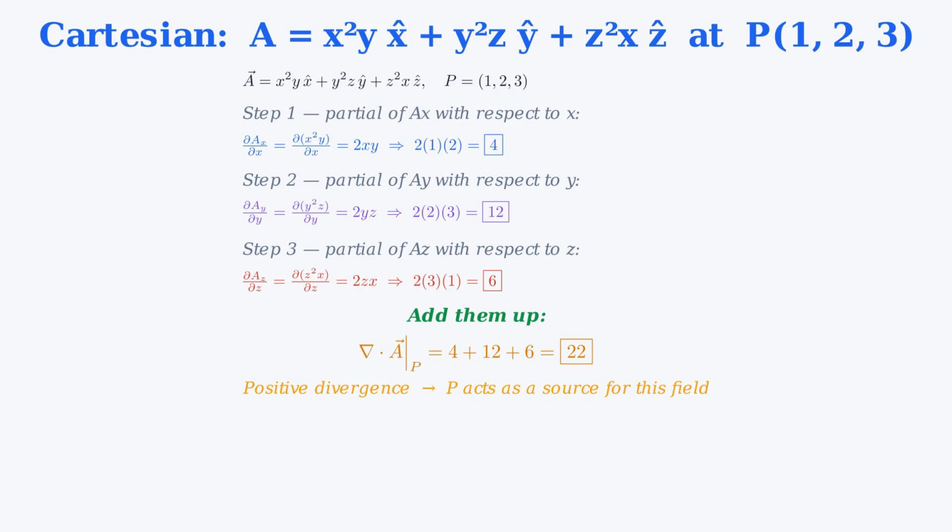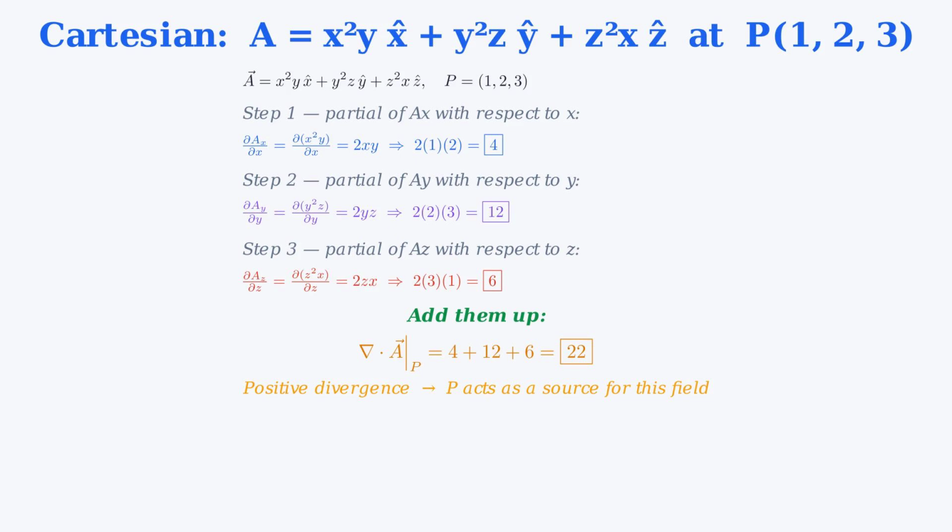Step 2. Take partial of Ay with respect to y, where Ay equals y squared z. Now z is the constant. The derivative is 2yz. At P, that is 2 times 2 times 3, which equals 12. Step 3. Take partial of Az with respect to z, where Az equals z squared x. With x constant, the derivative is 2zx. At P, that is 2 times 3 times 1, which equals 6. Add the three. Nabla.A at P equals 4 plus 12 plus 6, which is 22.